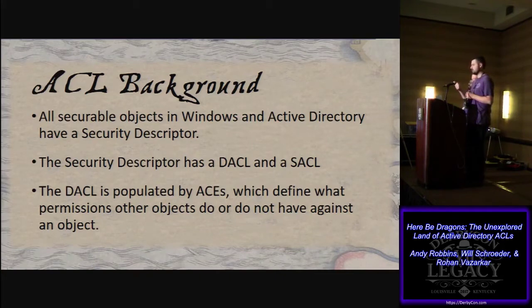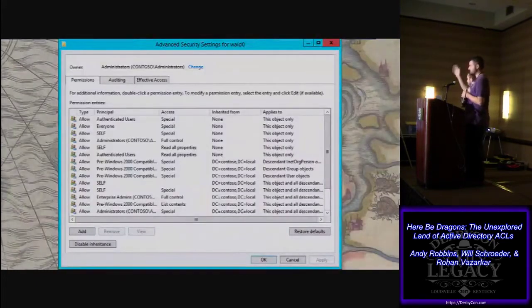One is who's the owner of the object. Two is the discretionary access control list, which describes what principals have what privileges against that object. And then third is the SACL, or the system access control list, that describes how events against this object are audited or logged. Here's what it looks like in the GUI. Who's seen this GUI? Everybody's seen this GUI. You go to ADUC, you look at the security properties on an object, you go to advanced, you get this.